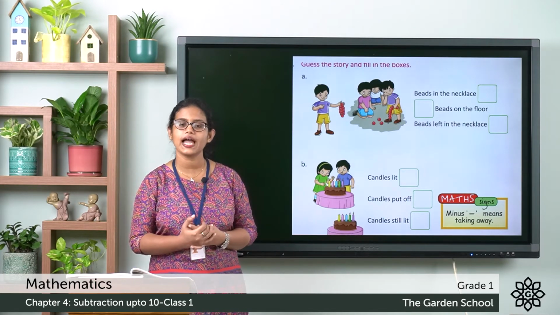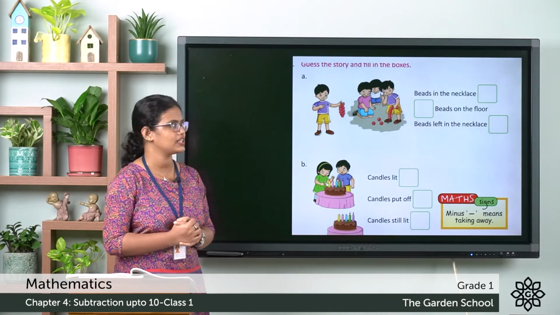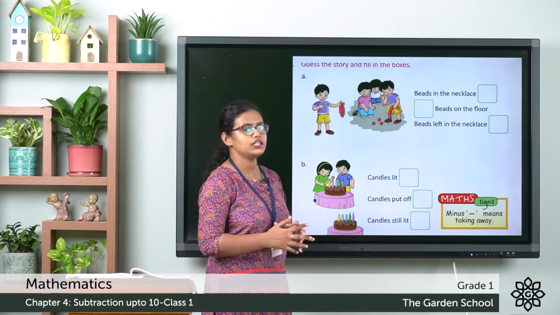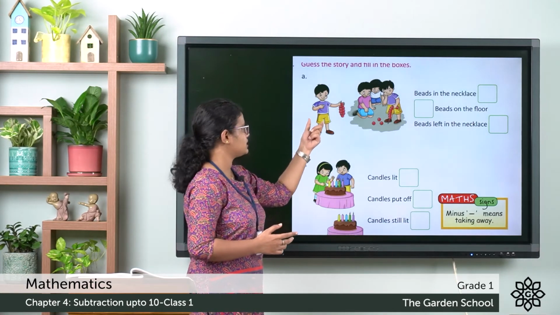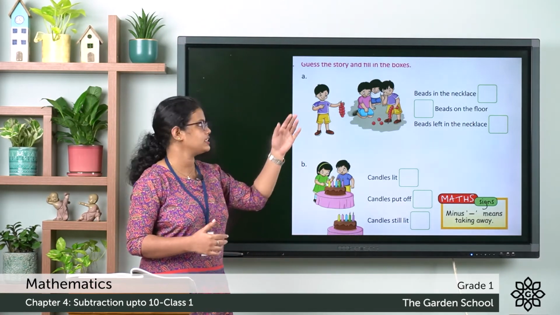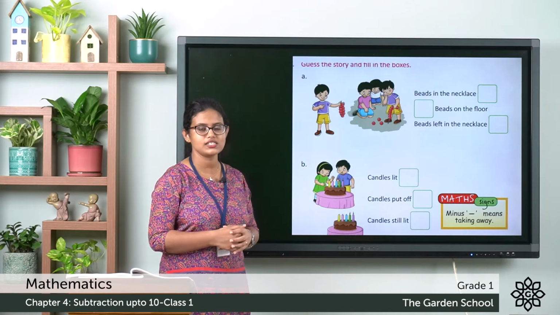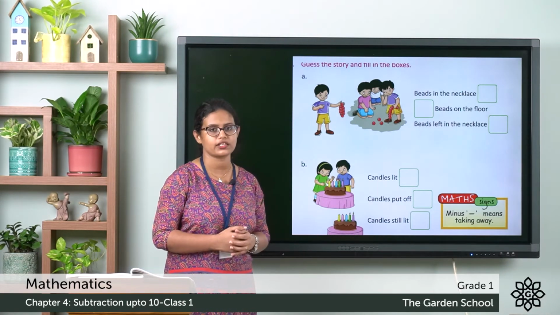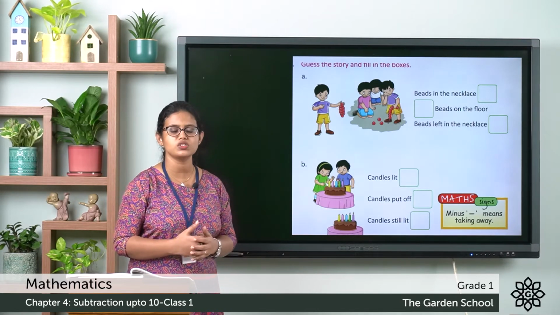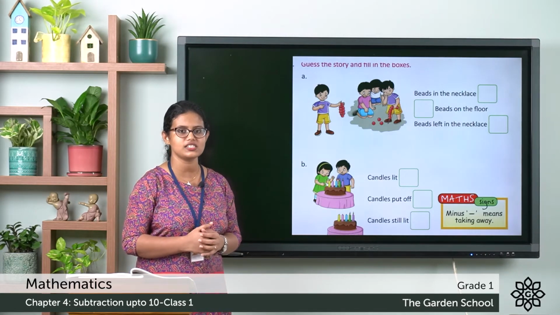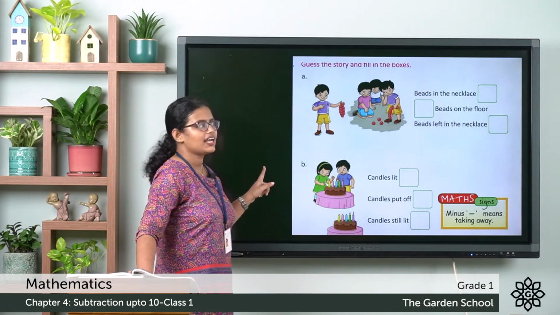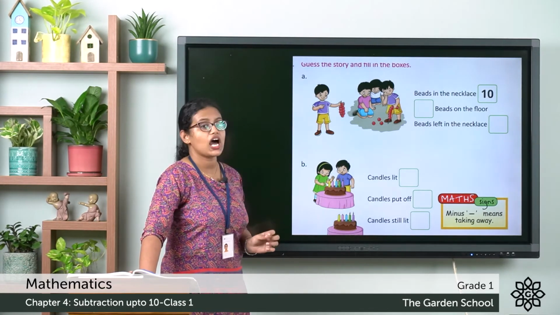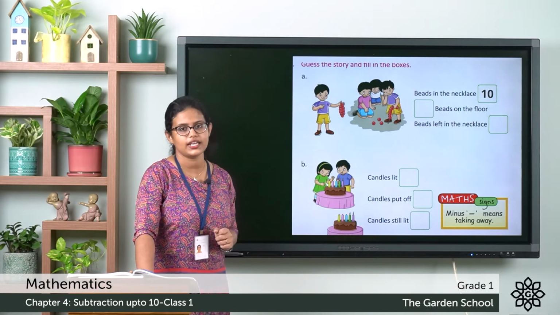Guess the story and fill in the boxes. So let's do the first one. Beads in the necklace. You can see a boy holding a necklace and you have to count the number of beads in the necklace. Can you all just count how many beads are there in the necklace? There are 10. Okay, so there are 10 beads in the necklace.